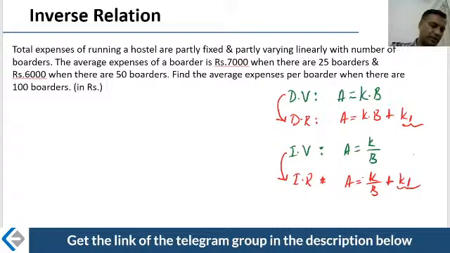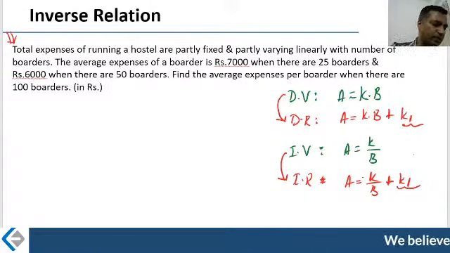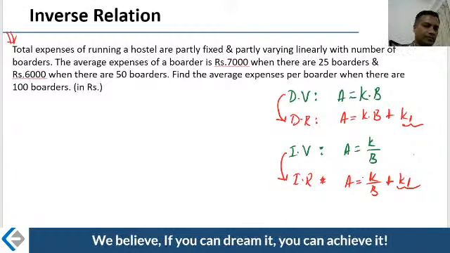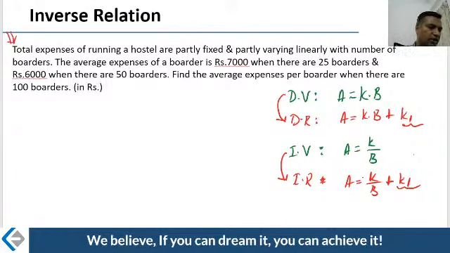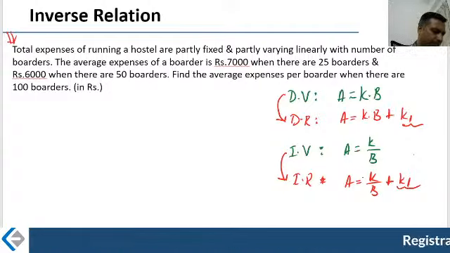Let's take some example here. This is a question on inverse relation. Take a look at that question. Let's read it quickly, we'll understand in a while. We'll do it together in the last 6 to 10 minutes, based on the way you understand it. Two questions and we are done.